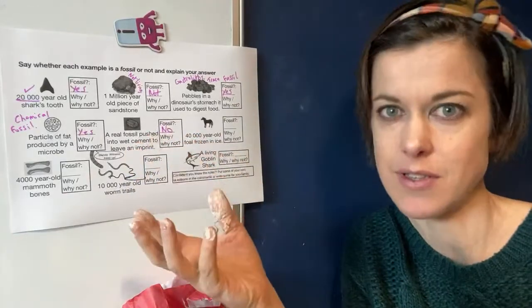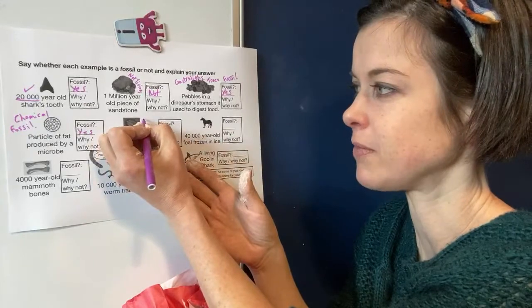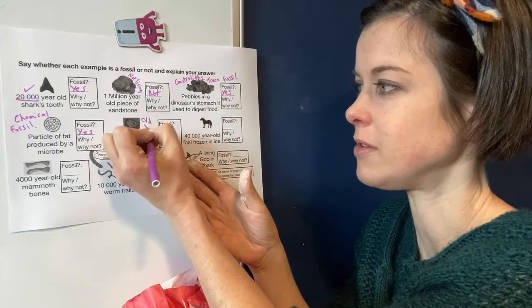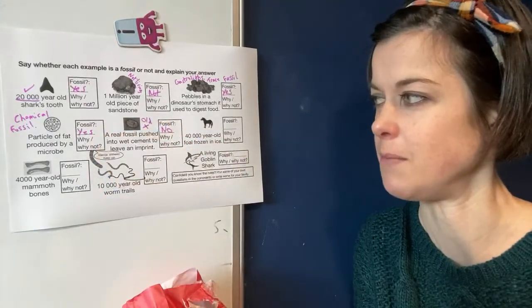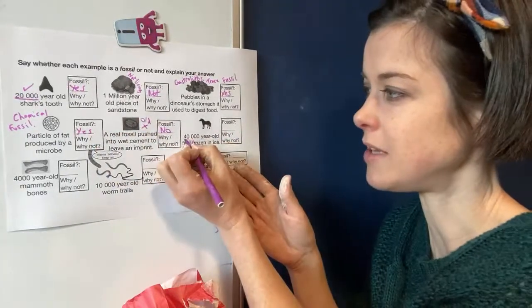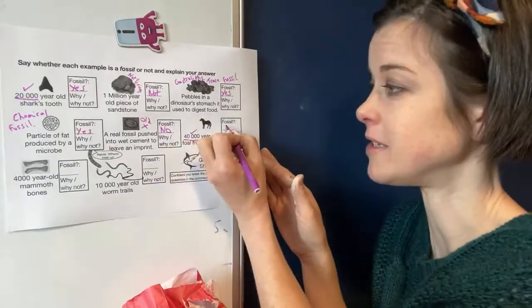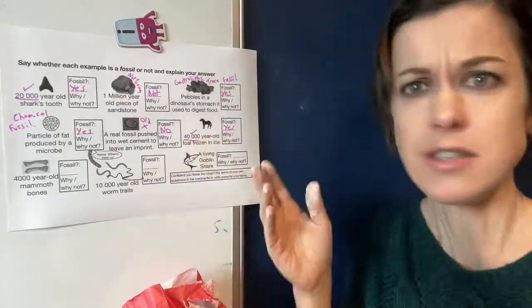Obviously the fossil itself is a fossil, but the mark that it's made on the piece of cement, it wouldn't be old enough. It'd just be like a few seconds old, wouldn't it? So no. A 40,000-year-old foal frozen in ice. Well, it's older than 10,000 years old, so yeah. And it's definitely evidence that something has existed, so yeah, that is a fossil. This is a true thing.